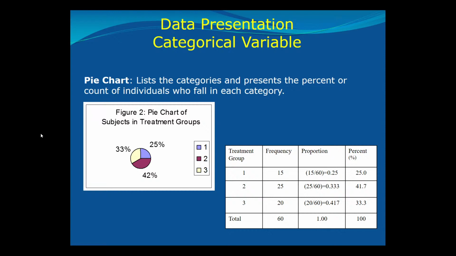Another way to present a categorical variable is by using a pie chart. List the categories and present the percent or count of individuals who fall in each category. So look, there is the name of the graph and a legend box with explanation of what each part is for. Or we can use frequencies, proportion, and percent for each treatment group.